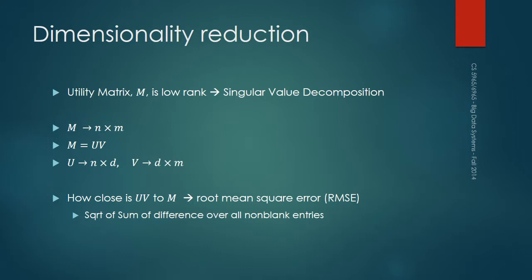The most common way of doing this is to use a root mean square error, which is the square root of the sum of squared differences. Importantly, you need to mention that this is only over the non-blank entries. So if we don't know the value of an entry in the utility matrix, we do not use that to compute this similarity. Okay? Is that clear? So wherever an entry exists in M, the corresponding entry in the product of U and V should be as close to it as possible, right? And wherever I don't know, that's where I'm going to use this eventually to predict it.